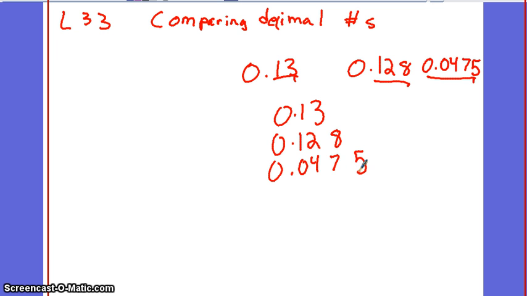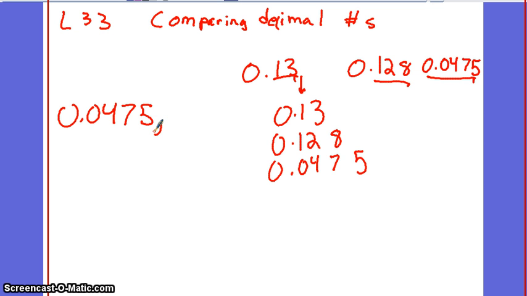Okay, so I lined up all my decimal points, and this is where everything lines up, right here. So we can start to really eliminate things. Let's look at the tenths place. The first two have a digit in the tenths place, while the third does not. So we can quickly see that this one is our smallest one. If I'm writing these smallest to largest, left to right, my smallest one is right here.